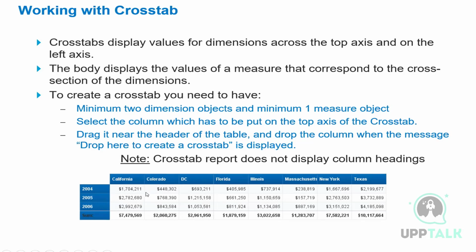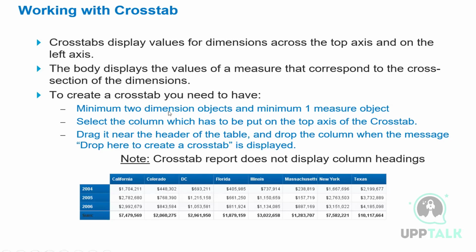So if you see here, some number is there, right? 1704211. This number is representing these two cross sections. It is not just for California data. It is California data for the year 2004. So this kind of representation is possible using cross tabs.